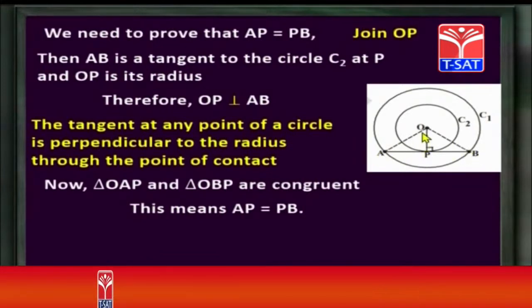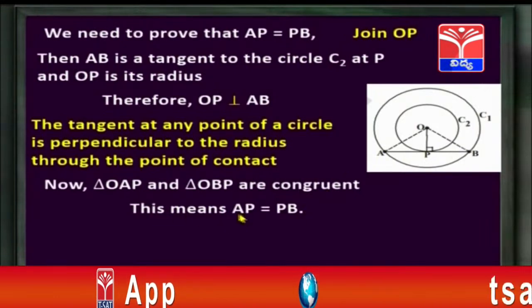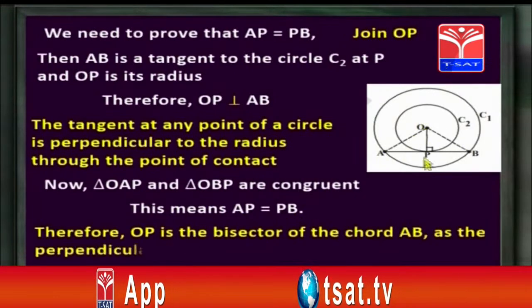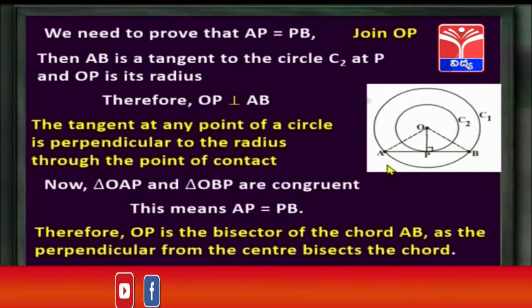If two triangles are congruent, we can say AP is equal to PB. Therefore, OP is the bisector of the chord AB, as the perpendicular from the center bisects the chord.